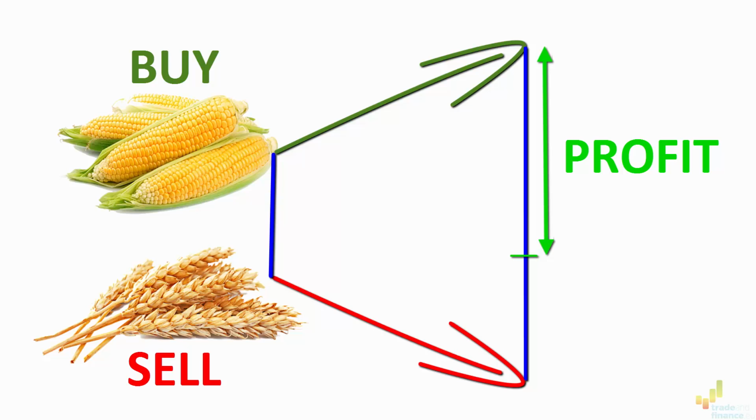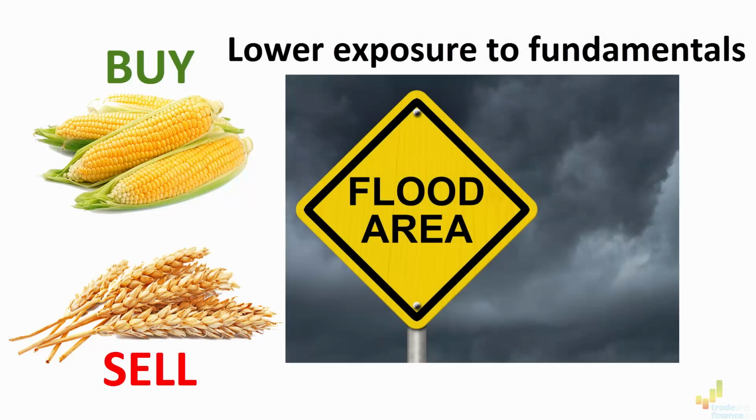We are using the principle of so-called covered positions. It means that the risk from buying corn gets covered and minimized by selling wheat at the same time. It also means that buying one commodity and simultaneously selling another one minimizes the exposure of these commodities to fundamentals. Let's demonstrate it on a simple example.